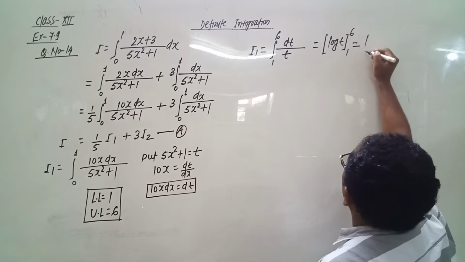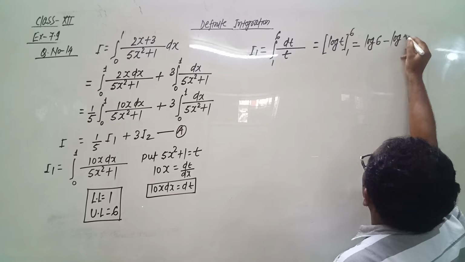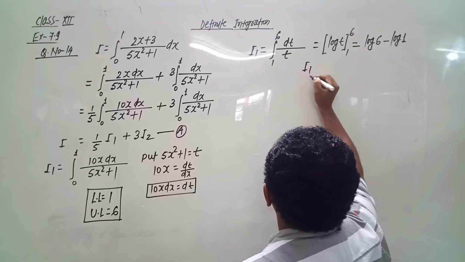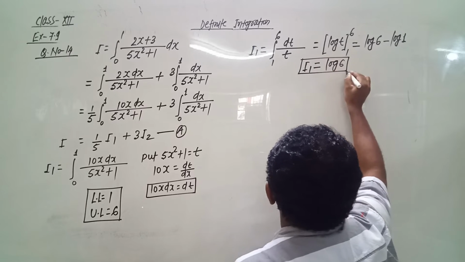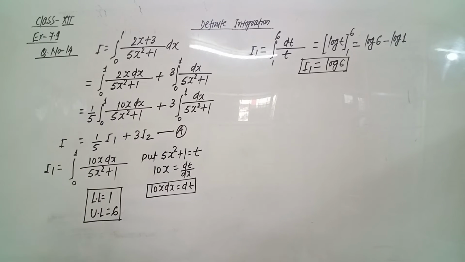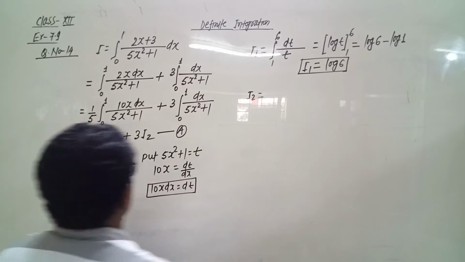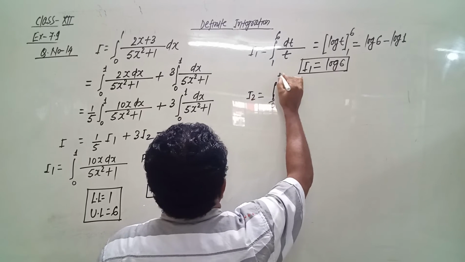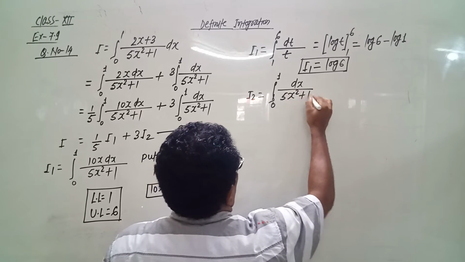We put the limit, so in place of t we put 6 minus, in place of t we write 1, and we know that log 1 equals 0. So we get I1 equals log 6. This is the integration of I1. Now we calculate I2, and I2 is integration 0 to 1 of dx upon 5x square plus 1.